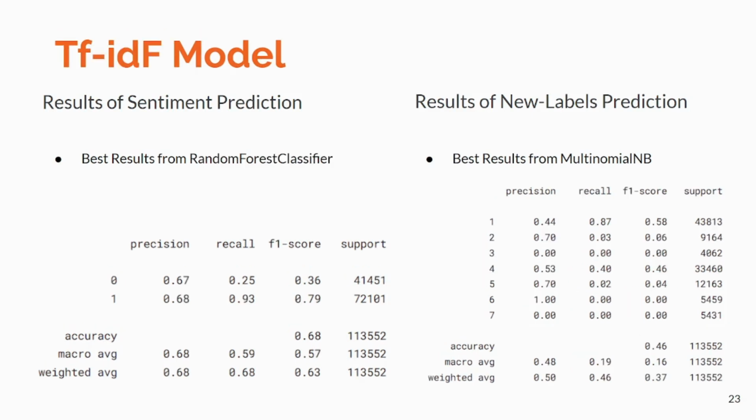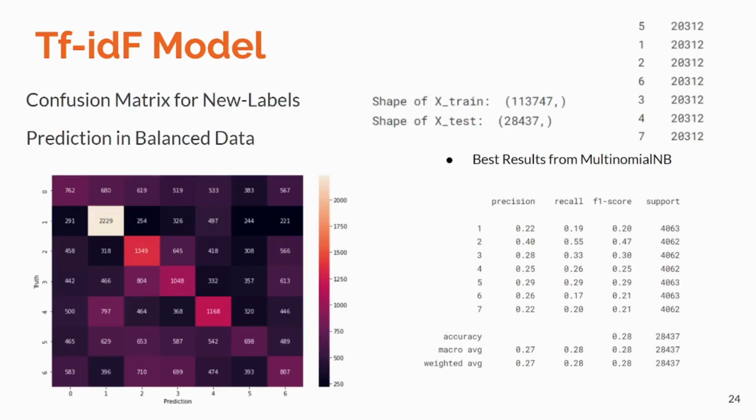algorithm. After that, we tried the TF-IDF approach. It is a handy method that uses the frequency of words to determine how relevant those words are to a given document. We got 68% accuracy for sentiment prediction using the random forest classifier algorithm and 46% accuracy in emoji class prediction using the multinomial Naive Bayes algorithm. After that, we tried a similar approach on a smaller Twitter dataset in which labels of each class are equal, and after trying various algorithms, we got 28% accuracy using the multinomial Naive Bayes algorithm.